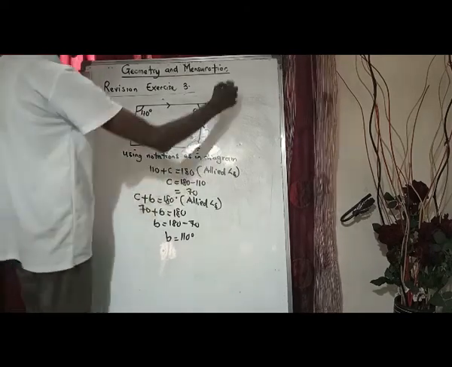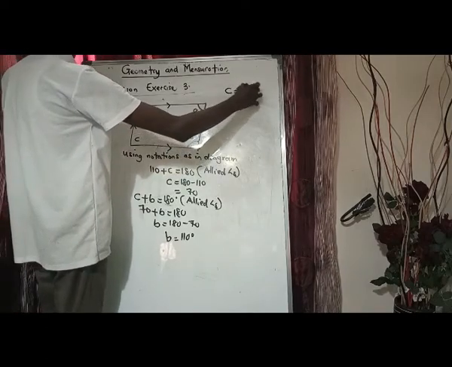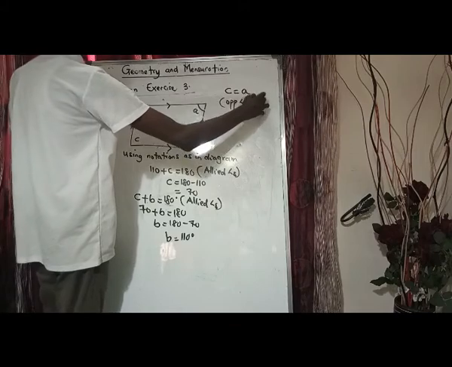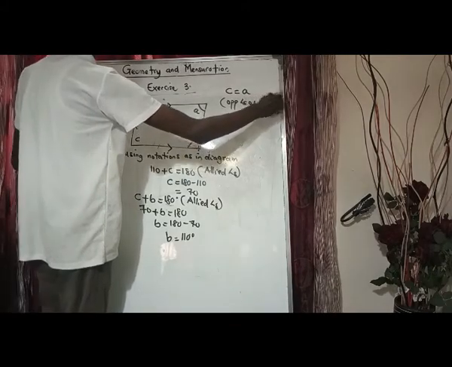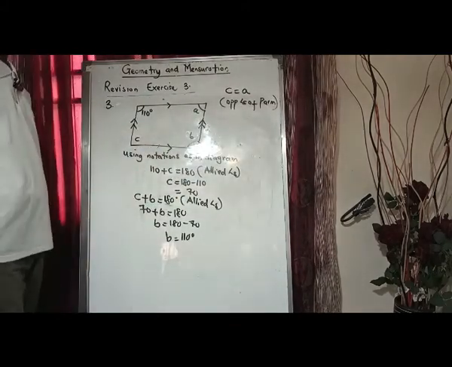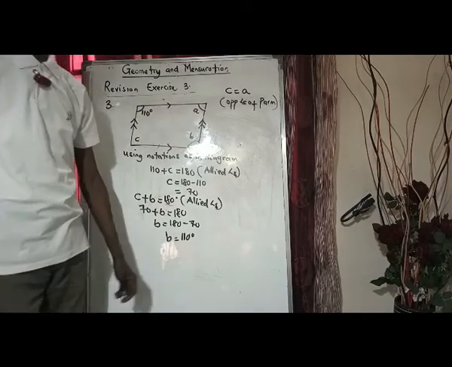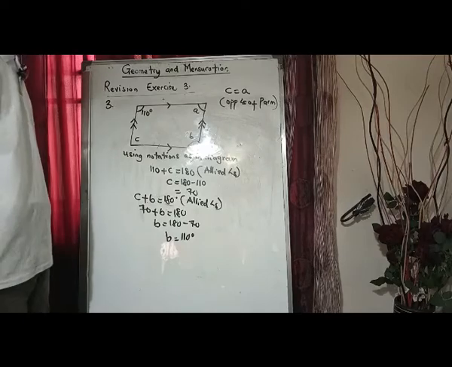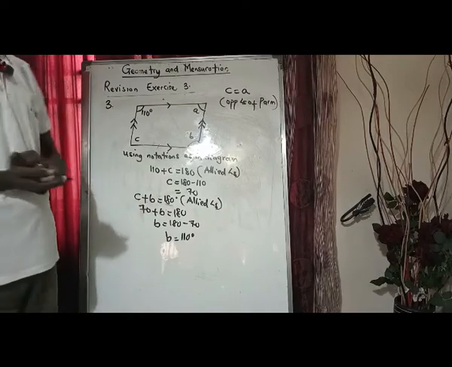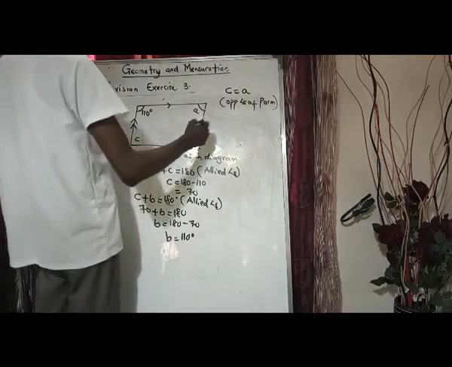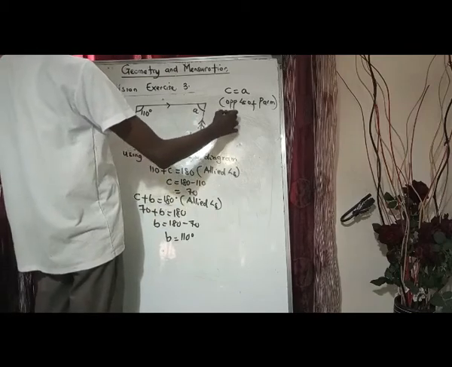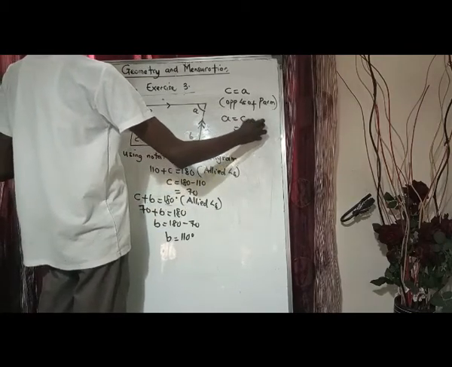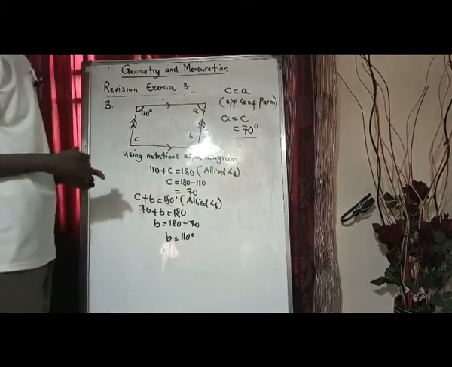In that same token, I can say that C is equal to A. What's the reason? Opposite angles of parm. That's the short form for parallelogram. Parallelogram is written as P-A-R-O-M. So opposite angles of a parallelogram are known to be equal. So I can say that A is equal to C, and that will be equal to 70 degrees. And that clears out that problem.